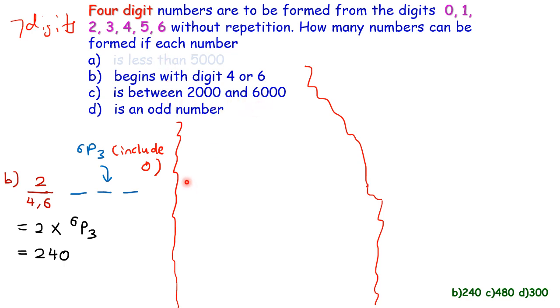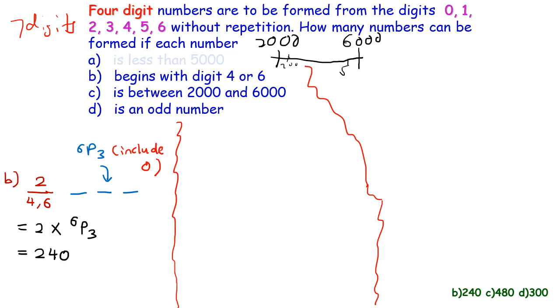Right, next for C, between 2,000 and 6,000. Remember, in order to be between 2,000 and 6,000, I will just write it down here. Let's say we have 2,000 and here we have 6,000. In between, it can be 2001, but lastly, it cannot exceed 6,000. So it must be 5,000 and something.